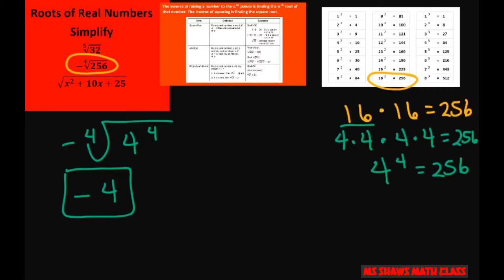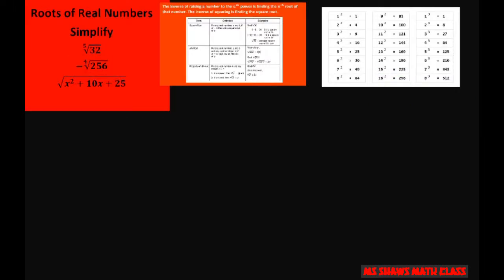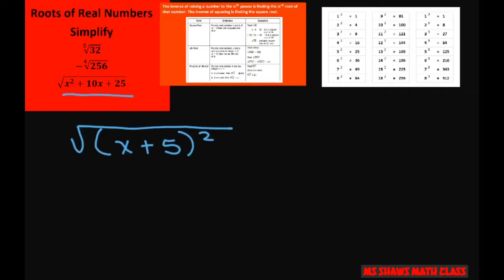And the last one is this one. So basically, this is just the square root of this. And when you take the square root of it, we're going to factor this as x plus 5 squared. This is a perfect square trinomial. And then when you take the square root of the square, it just comes out. So it's just going to be x plus 5.